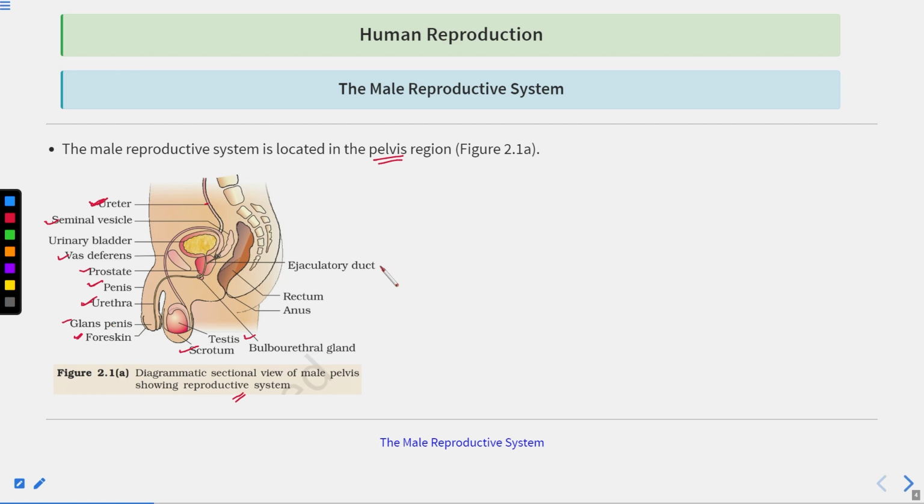Here you can see the ejaculatory duct, and here is the rectum, which is part of the digestive system. It stores feces for some time, and then the feces is eliminated out of the body through the opening known as the anus. Here you can see the bulbourethral gland, we'll talk about this also. So you should remember all the parts of the male reproductive system. Clear?